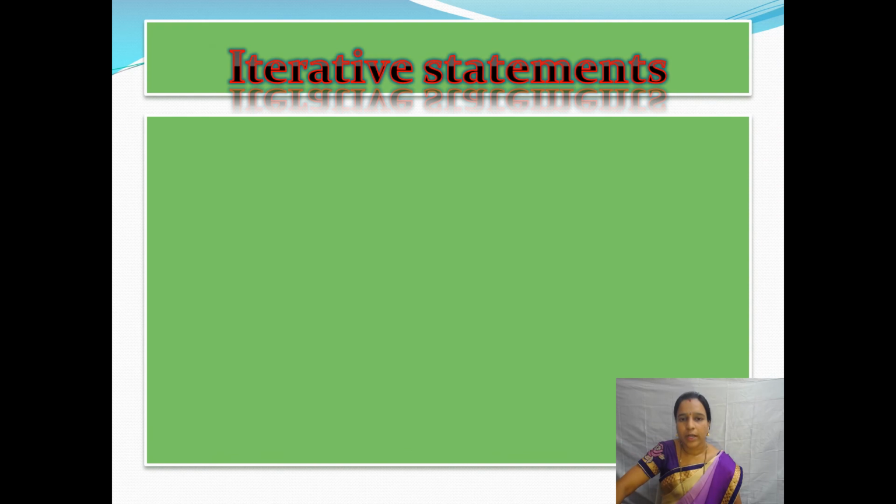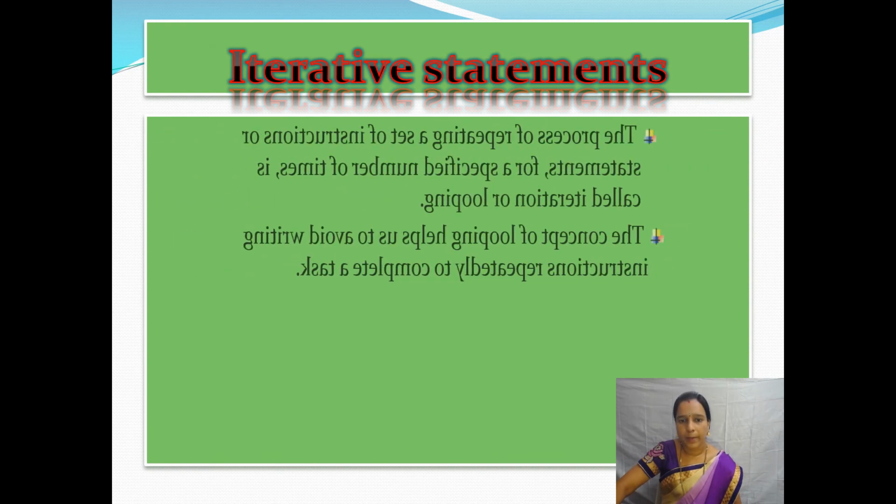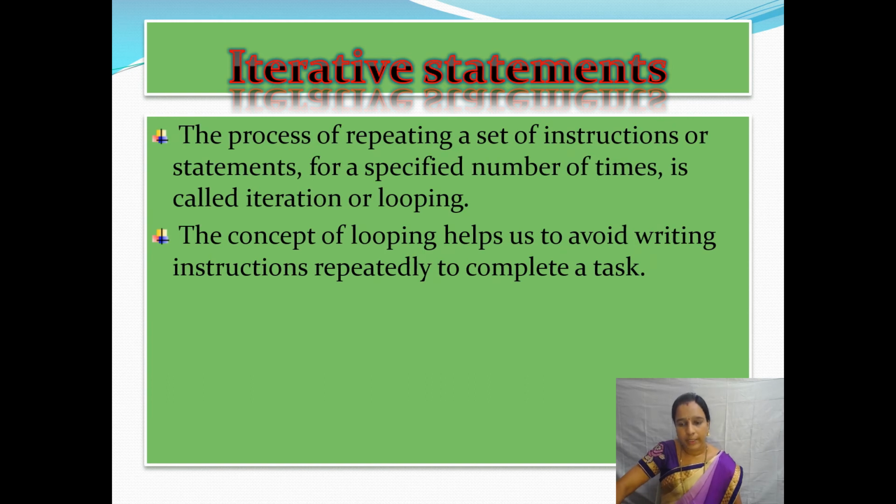Next, we'll go to the iterative statement. An iterative statement is nothing but looping. So looping means what? Repeatedly. The process will be repeated. The process of repeating a set of instructions or a statement for a specified number of times is called iteration or looping. The concept of looping helps us avoid writing the instructions repeatedly to complete a task.